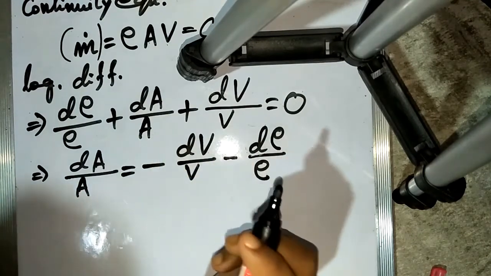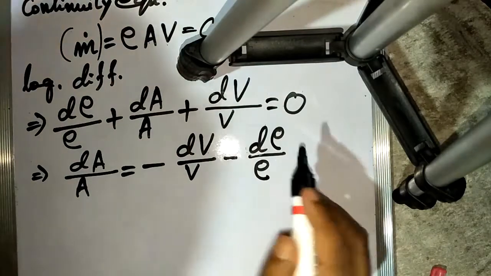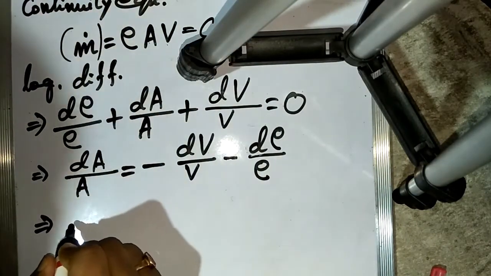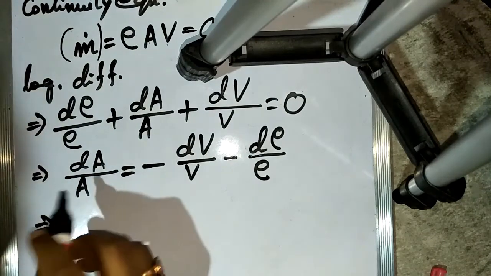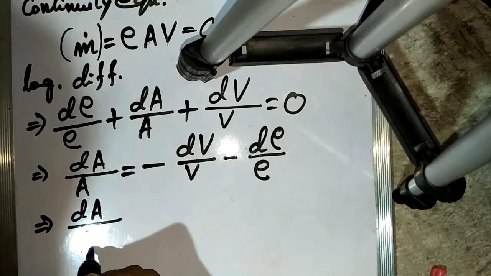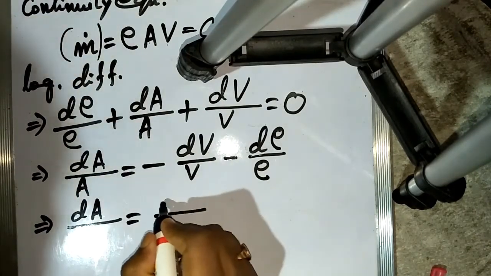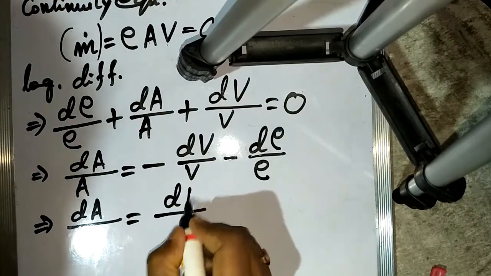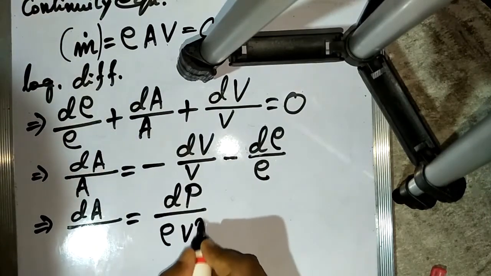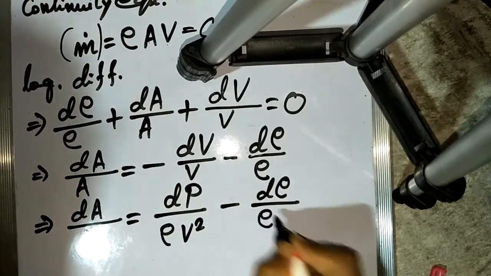So from that equation that we have already proved earlier, we can write dA by A is equal to dP by rho V square minus d rho by rho.